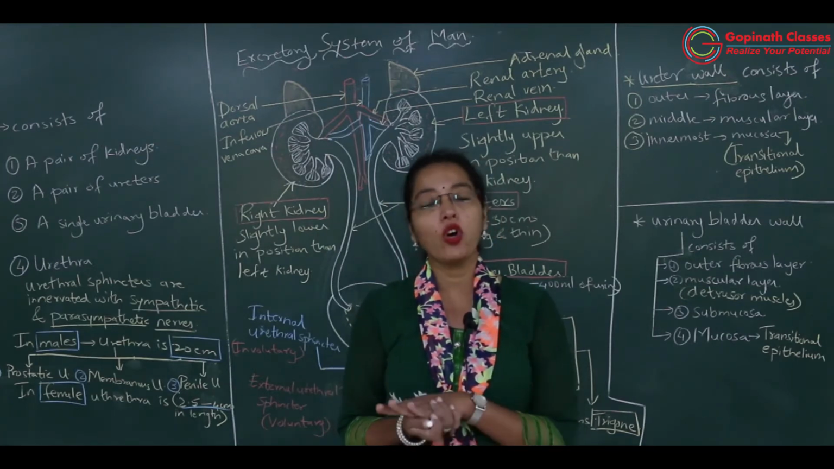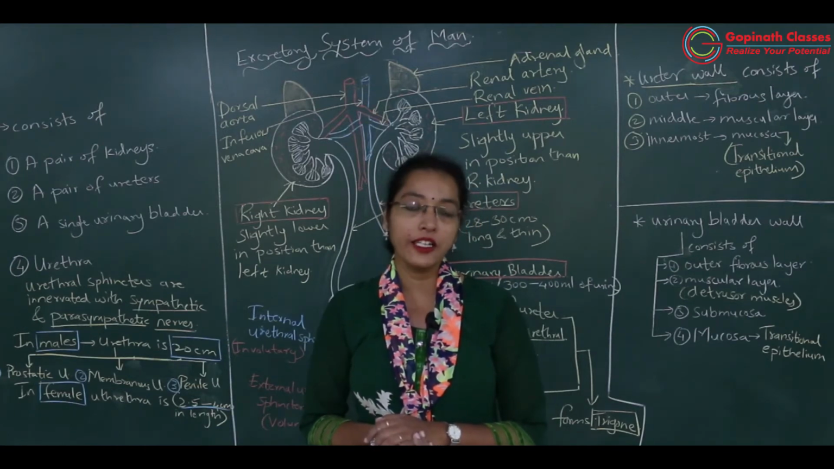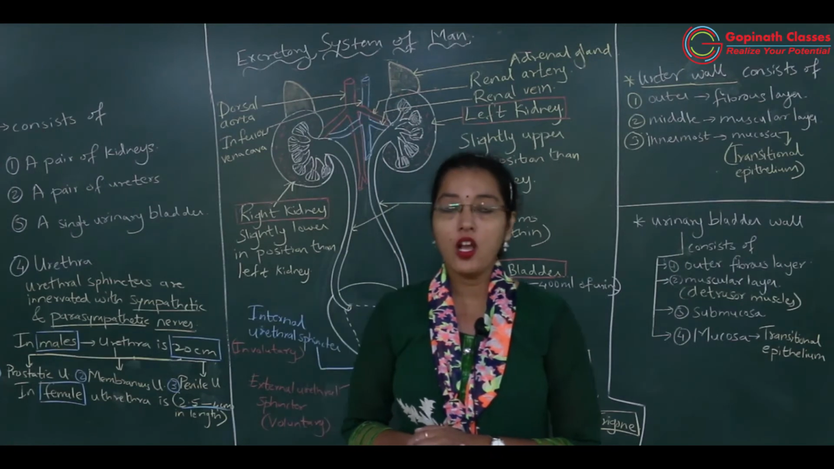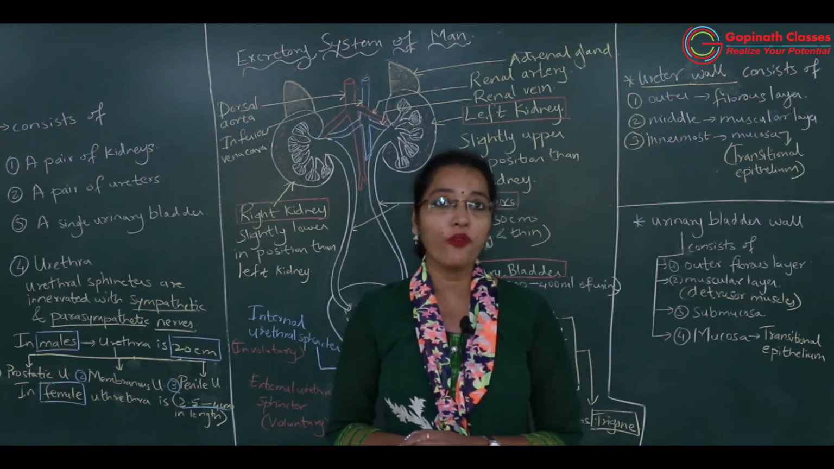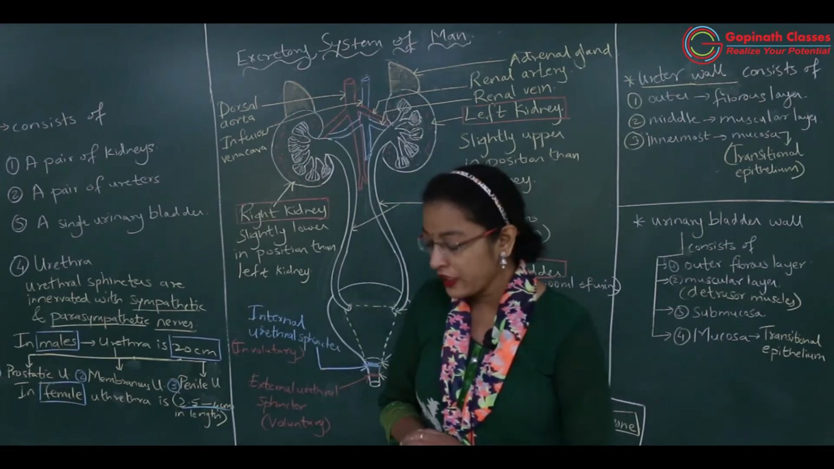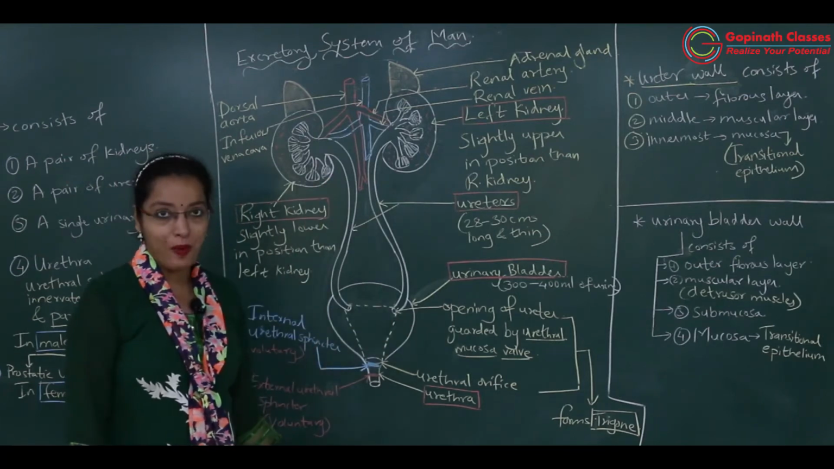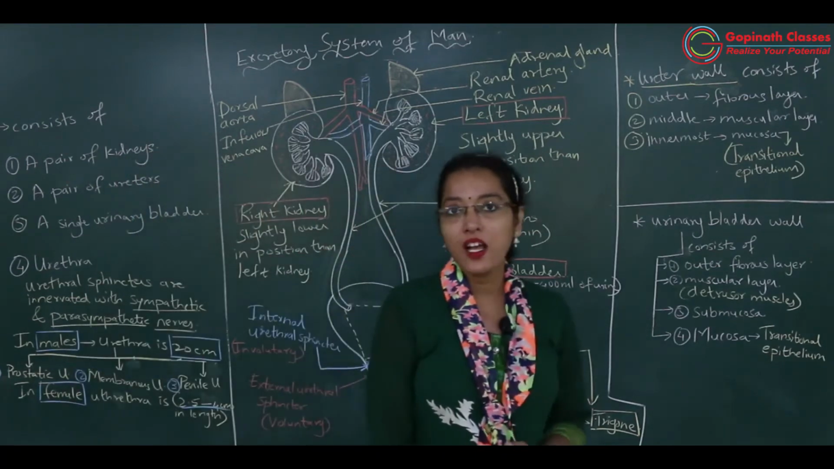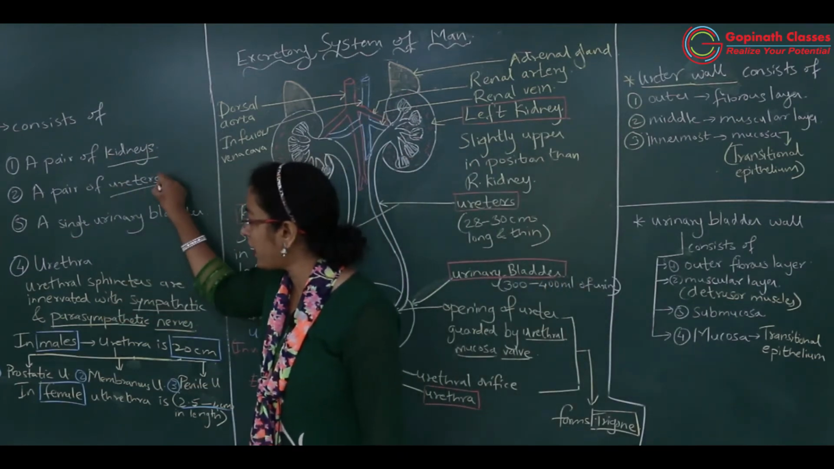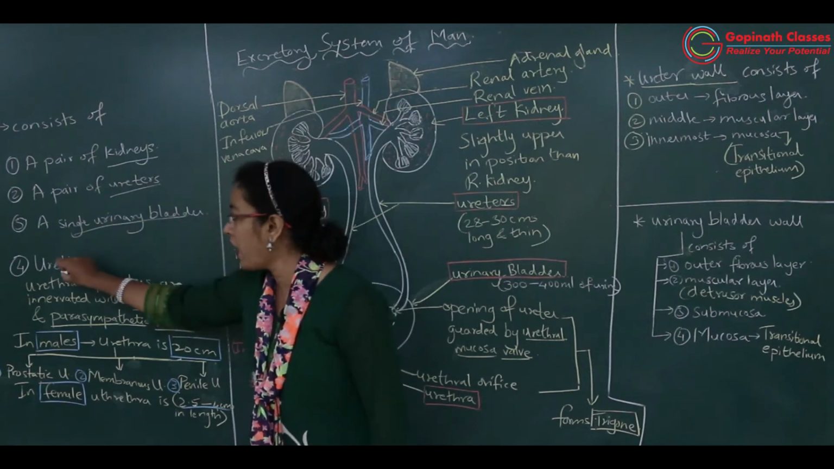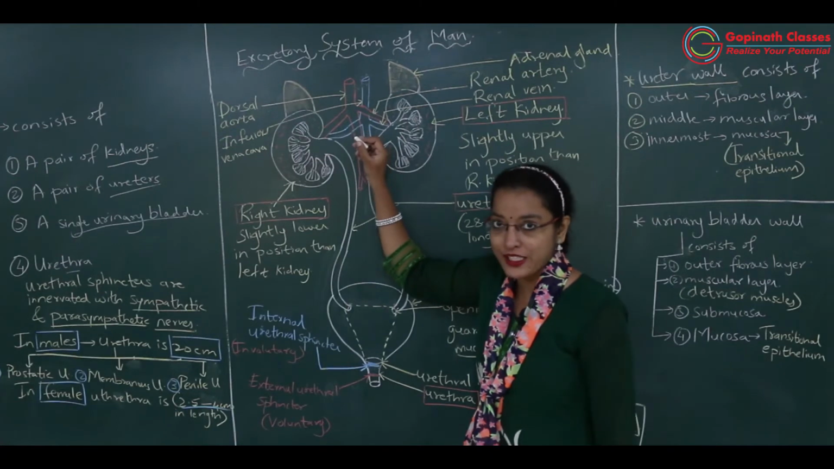Which excretory organ is present in vertebrates and in invertebrates, we have already studied in detail in the last session. Now we will study in detail the excretory system of man. Here I have drawn the diagram of the excretory system of man. It consists of a pair of kidneys, a pair of ureters, a single urinary bladder and the urethra.